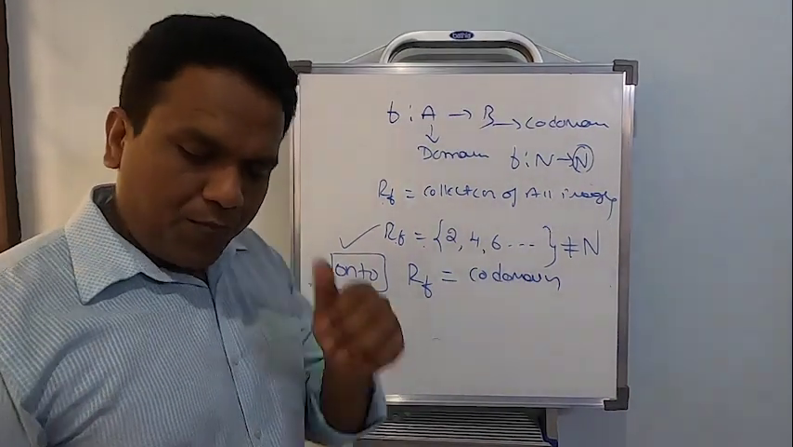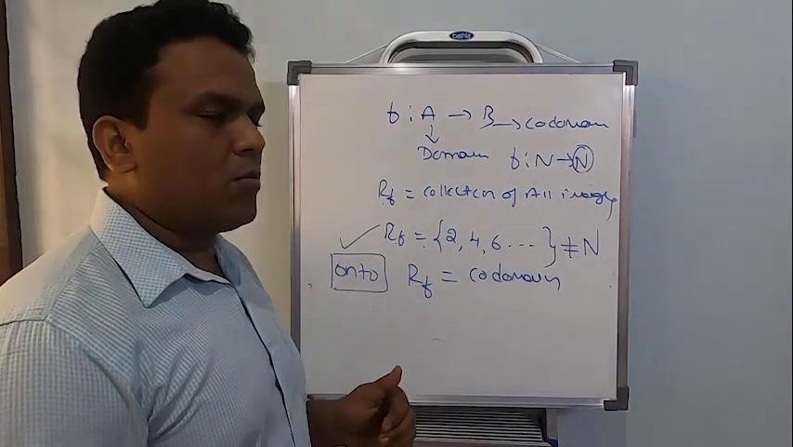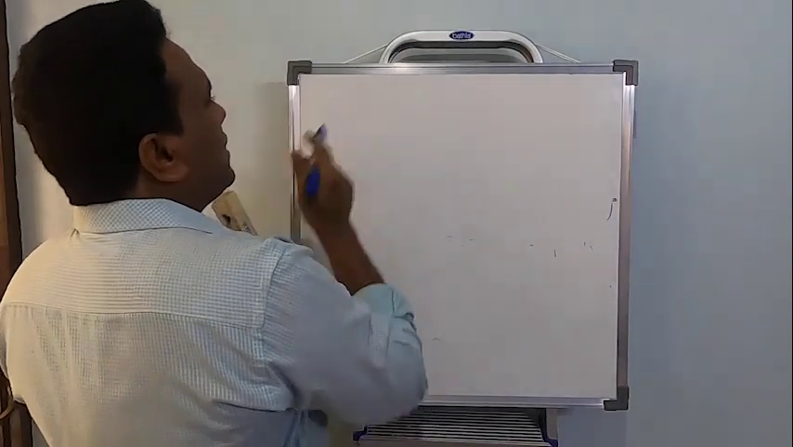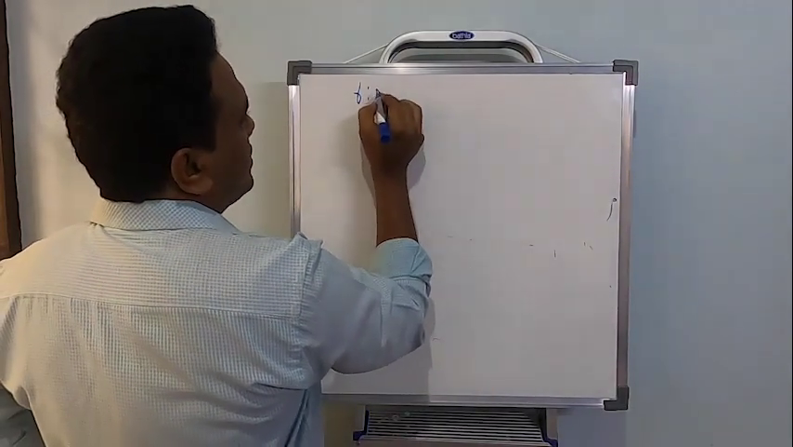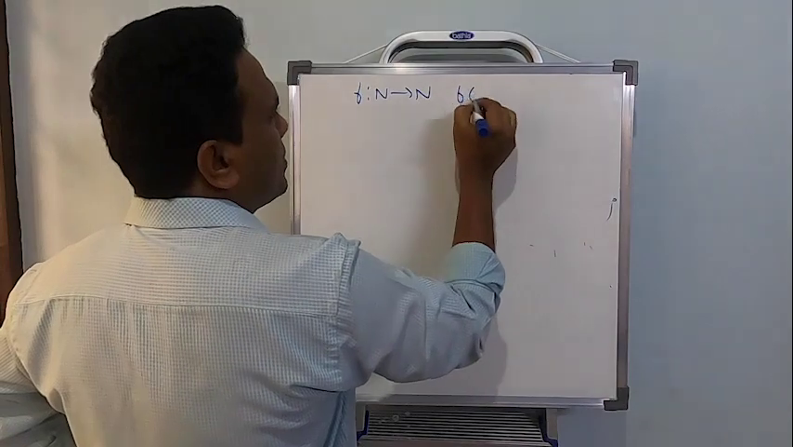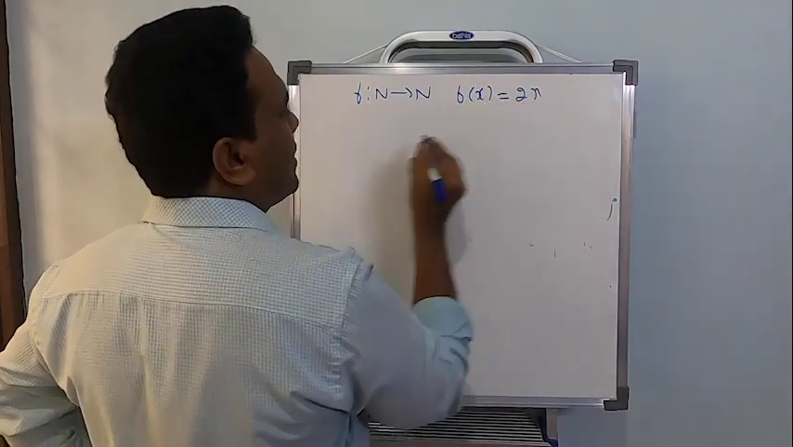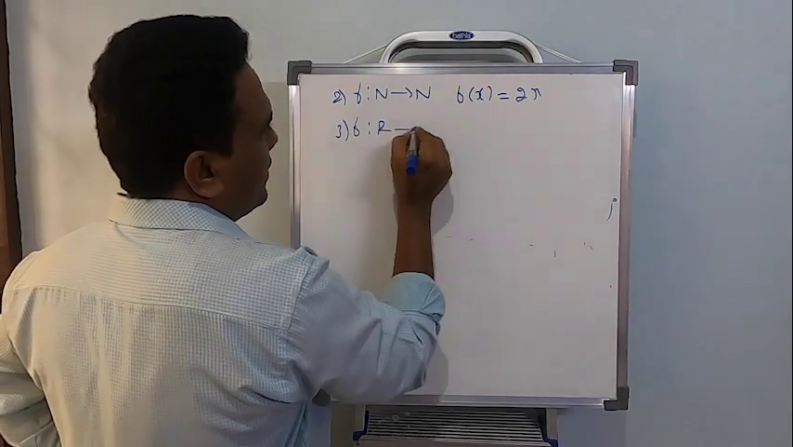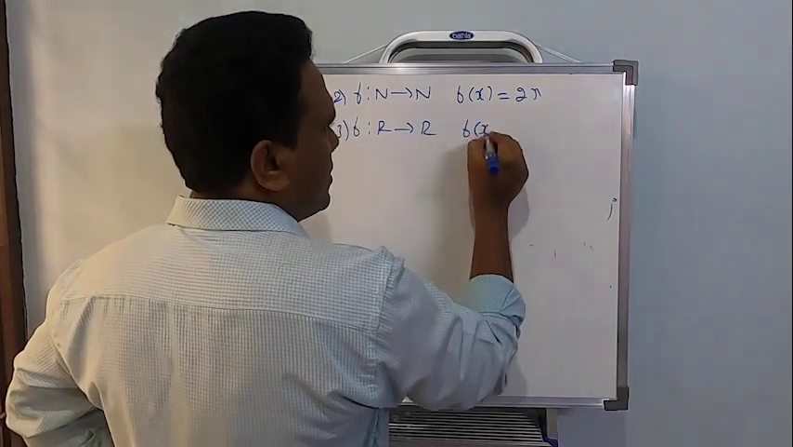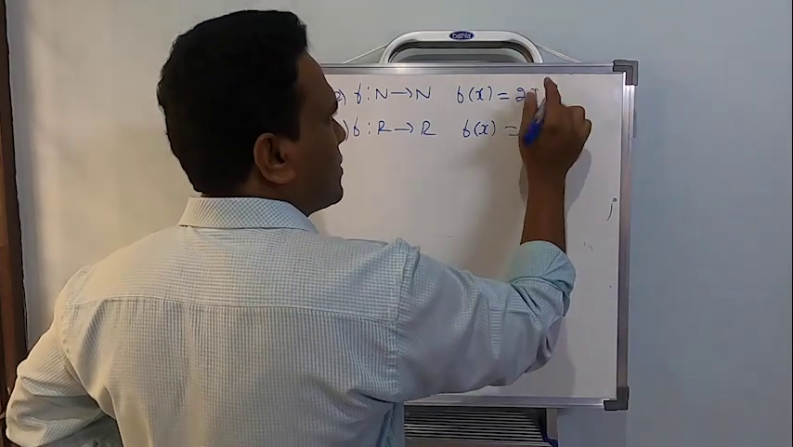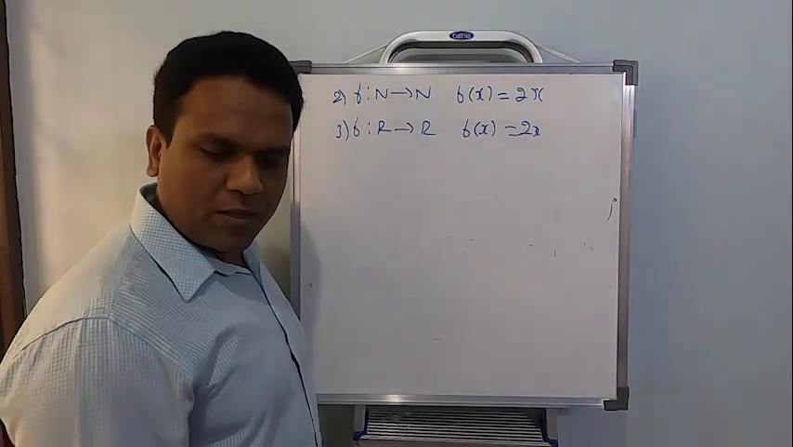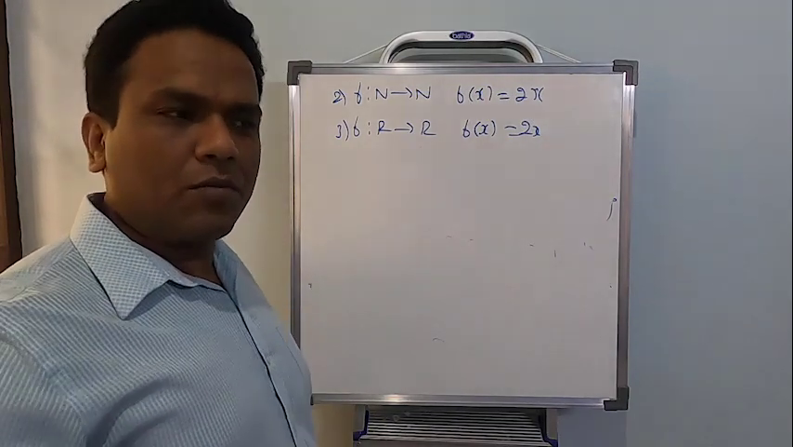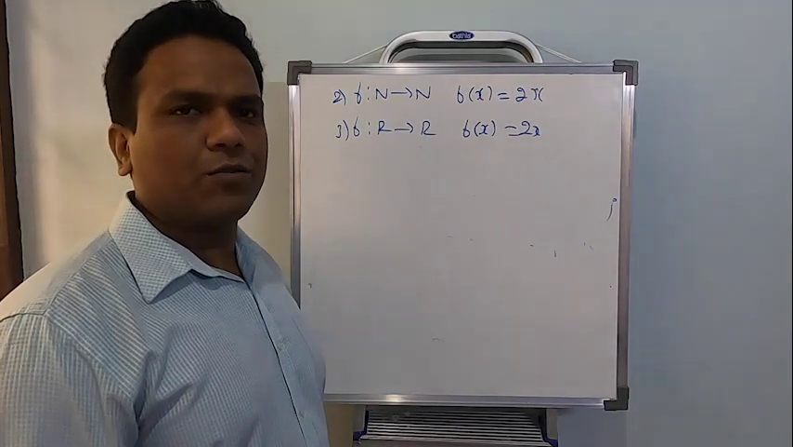Fine, students. Now look at problem number 2 and problem number 3. Not much change. In problem number 2, f was defined from natural numbers to natural numbers, f of x equal to 2x. And in the next, problem number 3, f is defined from real numbers to real numbers, f of x equal to 2x. So what we have to show in problem number 3 is that the given function is both 1-1 and onto.